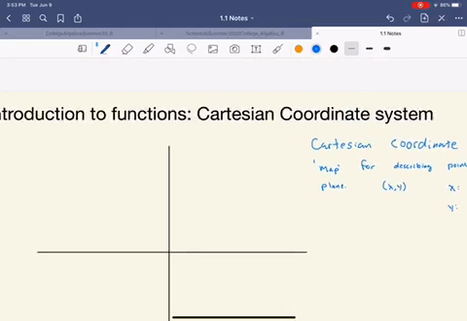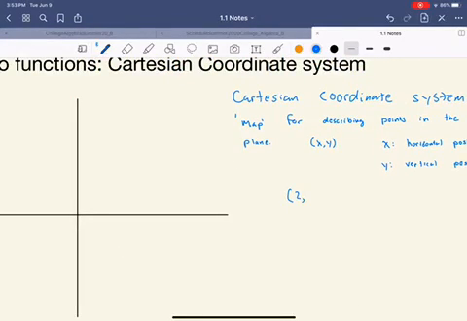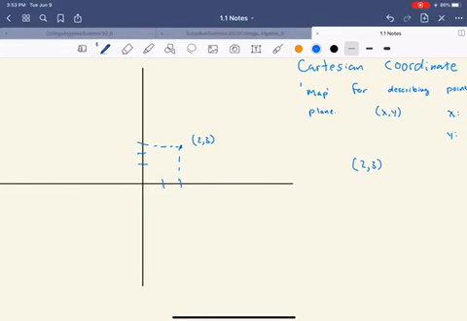Okay, so if we look here, for example, if I wanted to plot the point 2, 3, I would go 2 to the right, 3 up, and I would say that's 2, 3. Okay. Another point I might want to give, let's say -2, 3. So that's 2 to the left, 3 up, and this point here is -2, 3.